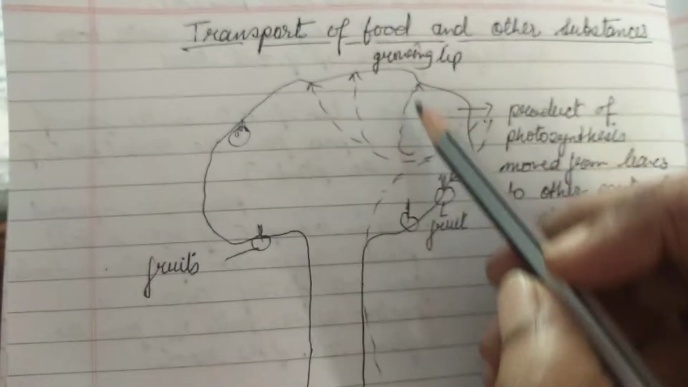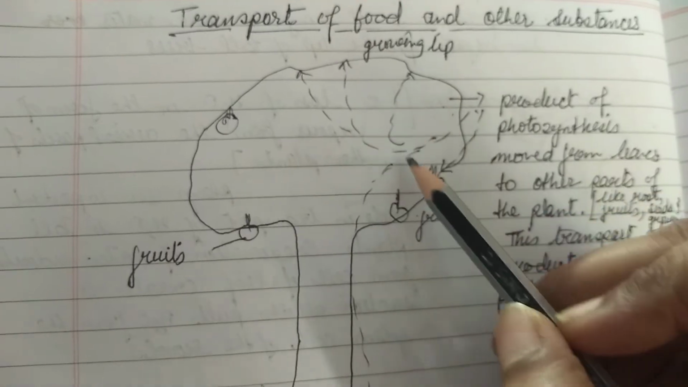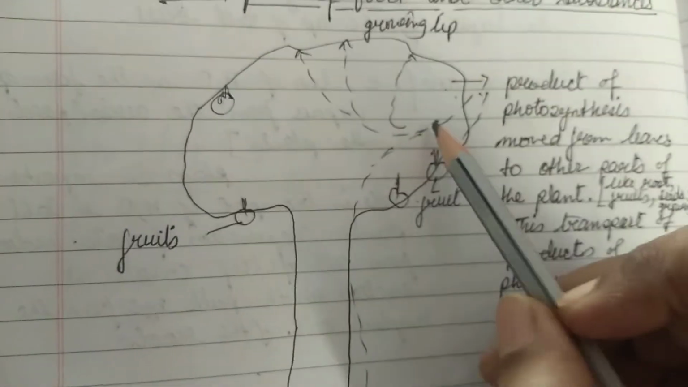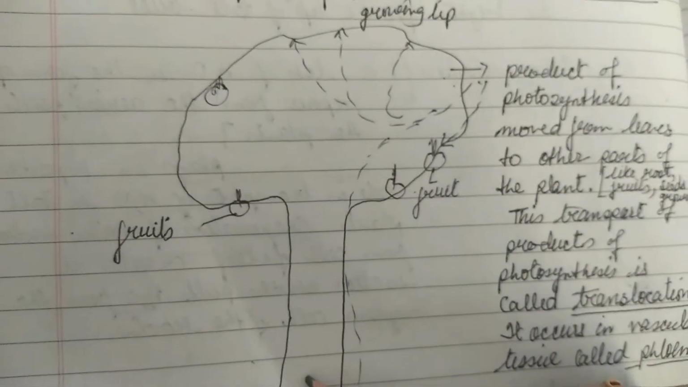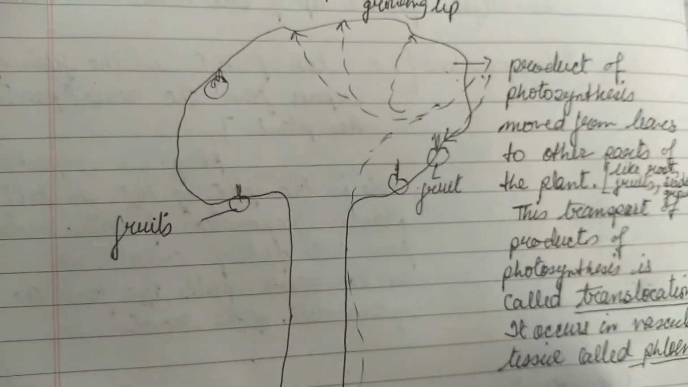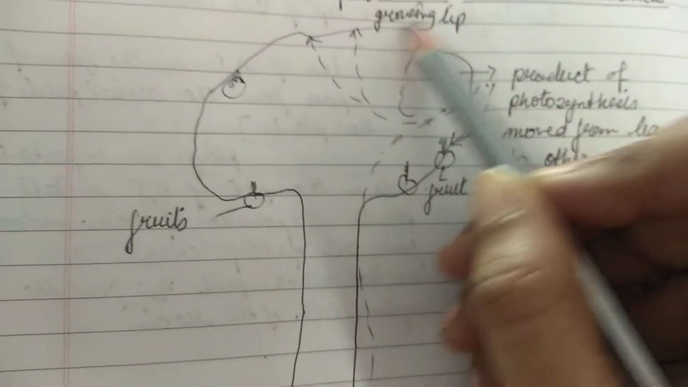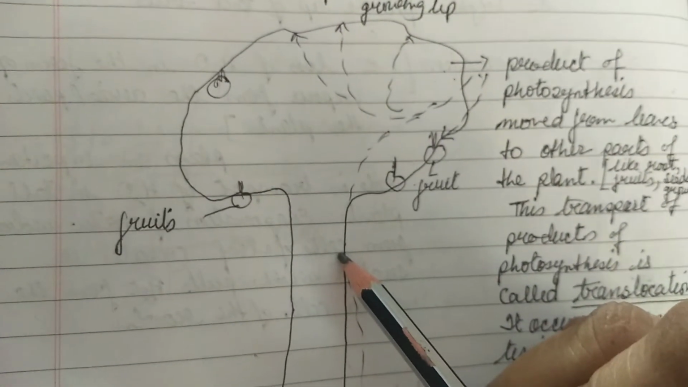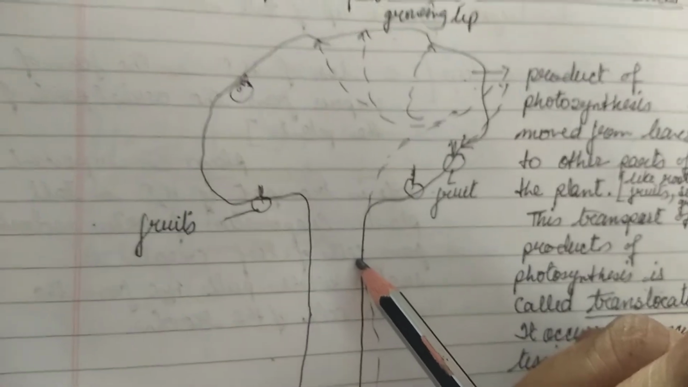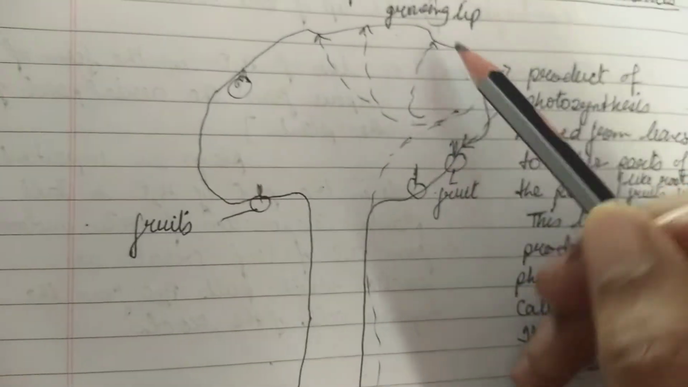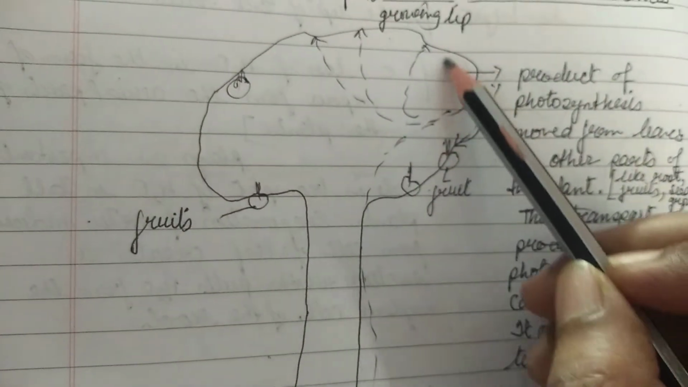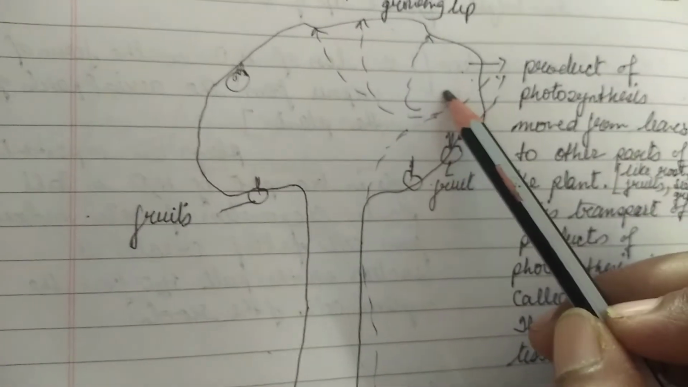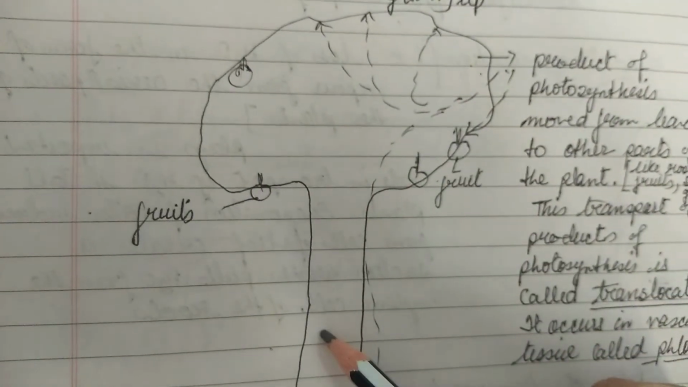Right? So whatever the product of photosynthesis is, which is here in the leaves, has to be transported to different parts of the plant, because the other parts of the plant like roots, stem, fruit and growing tips need these photosynthetic products for energy, right? The synthesis of these products is mainly in this area, so they have to be transported to different parts.